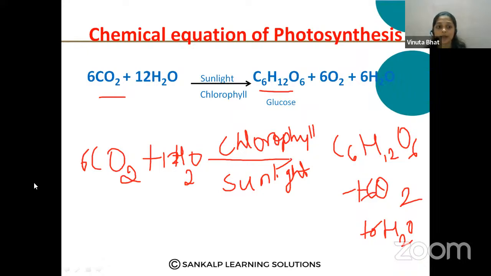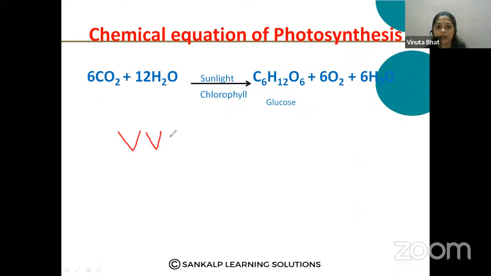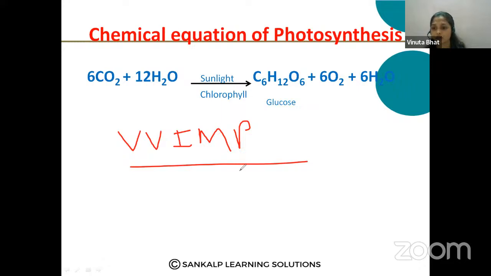This is a very important equation. Please practice this equation. It may be asked as a 1 mark question or a 2 mark question: write the balanced chemical equation of photosynthesis.